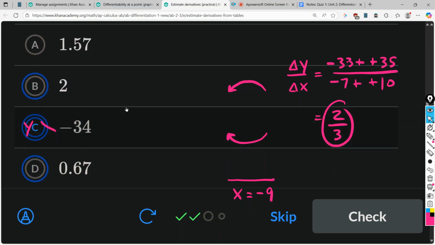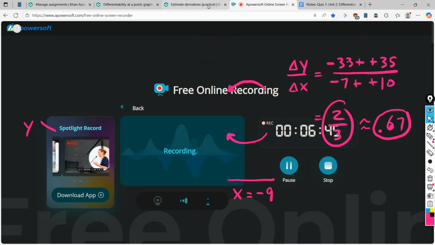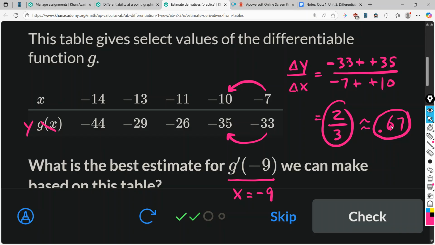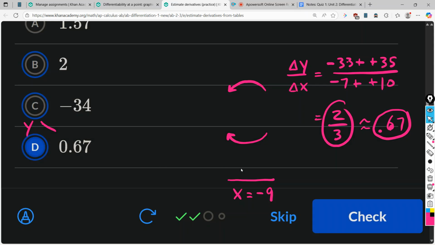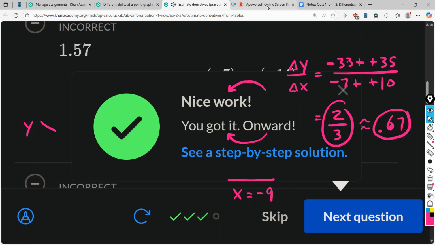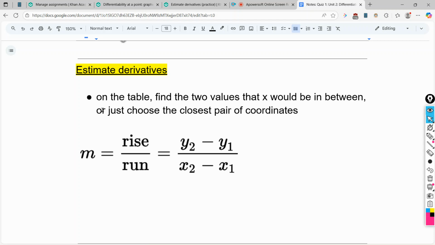Let me see here. All right, they got 2. Let me double check my work. All right, so I had it correct. 2/3 is approximately 0.67. That's all. All right, so just remember on the table, find the two values that x would be in between, or just choose the closest pair of coordinates.